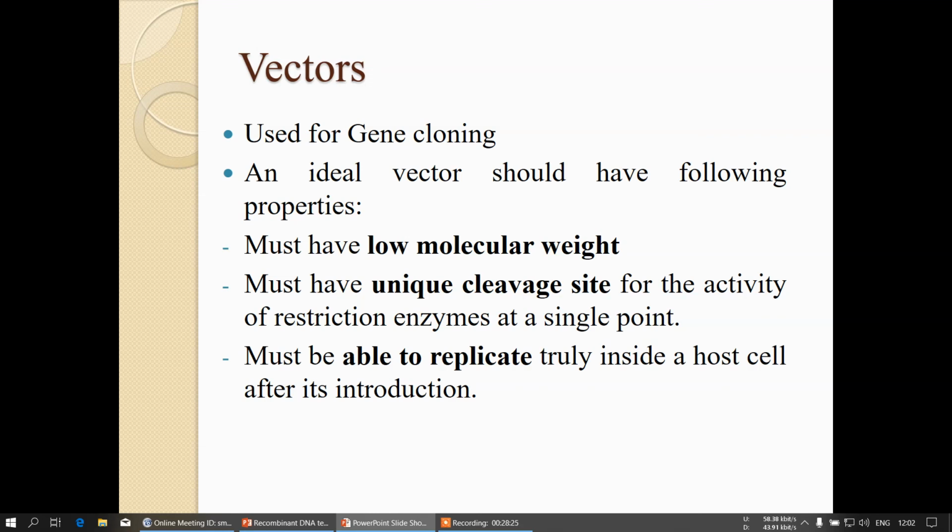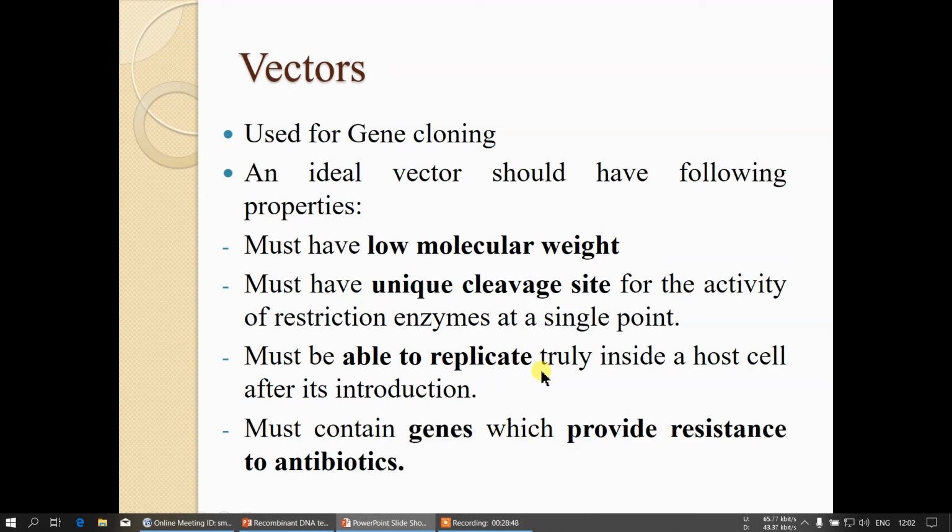Then it must have the ability to replicate inside the host cell. Once we produce the chimeric DNA and it is transported into our host cell, that is the bacterial cell, it will multiply there and produce a large number of copies of our interest DNA. So it must have the ability to replicate in the host cell. Then it must contain certain genes which provide resistance to antibiotics. Why is it required? Because this antibiotic resistance is also useful to identify our colony of interest, which we will discuss in the next lecture.